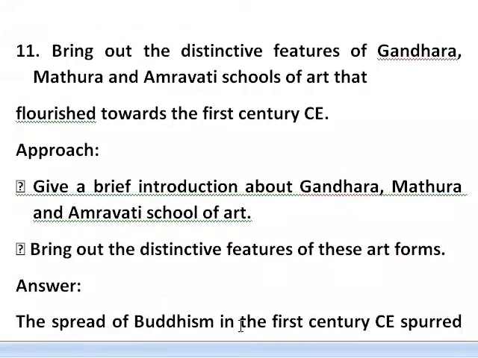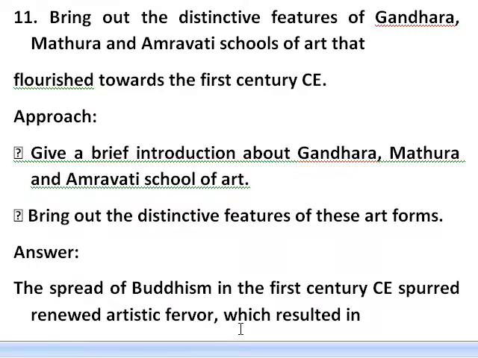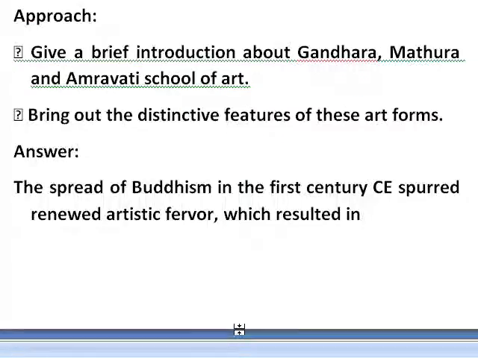Bring out the distinctive features of Gandhara, Mathura, and Amravati schools of art that flourished towards the first century CE. Give a brief introduction about Gandhara, Mathura, and Amravati schools of art. Bring out the distinctive features of these art forms.